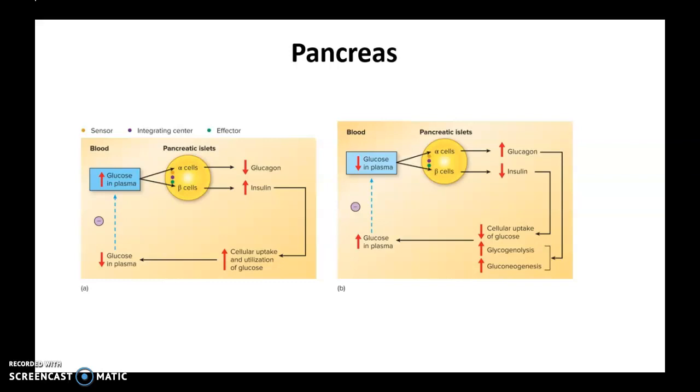Diagram showing the function of insulin versus glucagon. And I'm not going over this since I already drew out the chart. Feel free to study this diagram, and if you don't understand something, email me.